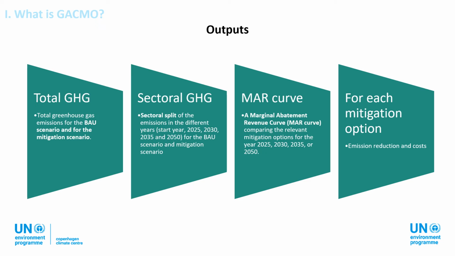What are the main results of the GACMO tool? Total GHG emissions for the business as usual scenario and for the mitigation scenario. Sectoral split of GHG emissions by years for the business as usual scenario and for the mitigation scenario. The marginal abatement revenue curve. Finally, for each mitigation option, the GACMO tool provides emission reduction and abatement costs.